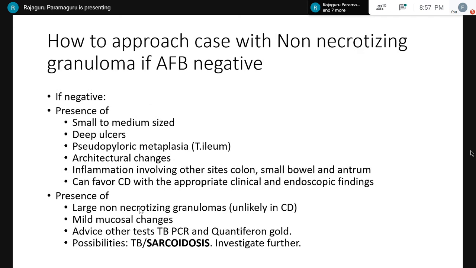So apart from tuberculosis, what else you have to keep in mind is sarcoidosis. If it is a non-necrotizing granuloma, we might not see the usual changes of Crohn's disease, like the granuloma appearance and lack of lymphoid cuff. Naked granulomas may not be seen so classically here, but you can make a diagnosis of sarcoidosis if the AFB and other tests are negative, and advise the clinician further investigation like an ultrasound scan, chest CT and so on.